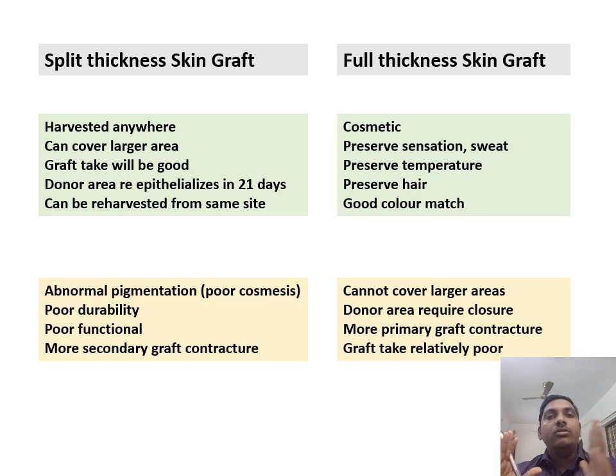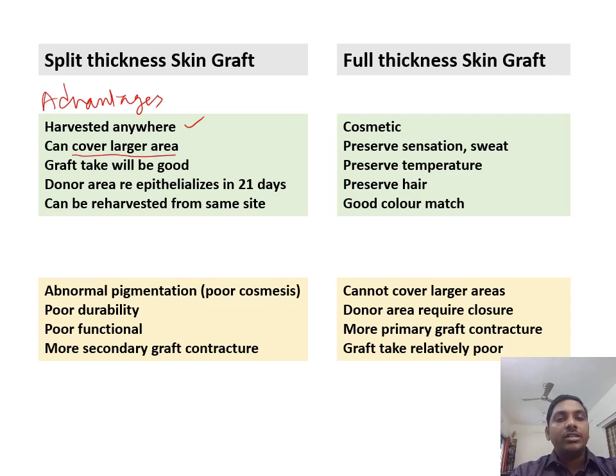So finally we will look at the advantages and disadvantages of the split thickness as well as the full thickness skin graft. The advantages of the split thickness skin graft: it can be harvested anywhere, and since it can be harvested anywhere and it can be meshed, it can cover larger areas. Since split thickness skin graft does not have much dermis, the graft take will generally be good. So take will be better, even in imperfect locations, compared to the full thickness skin graft.